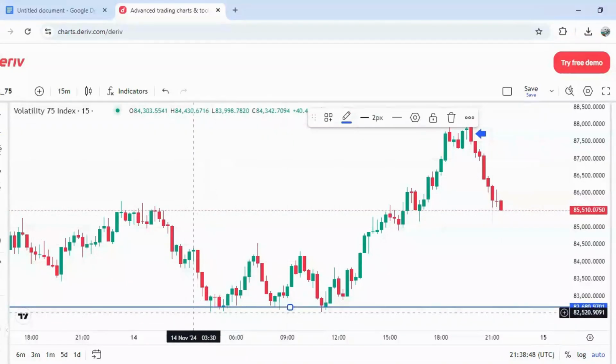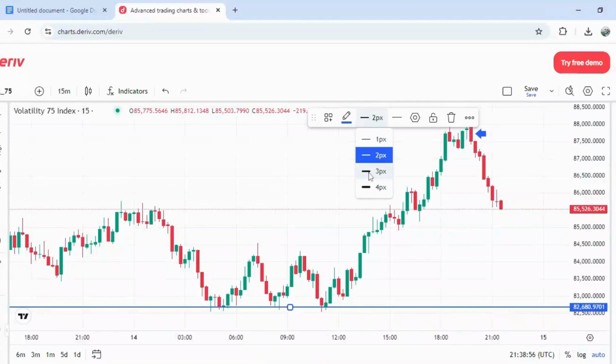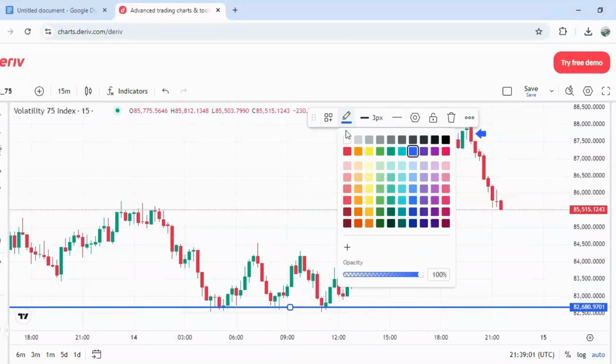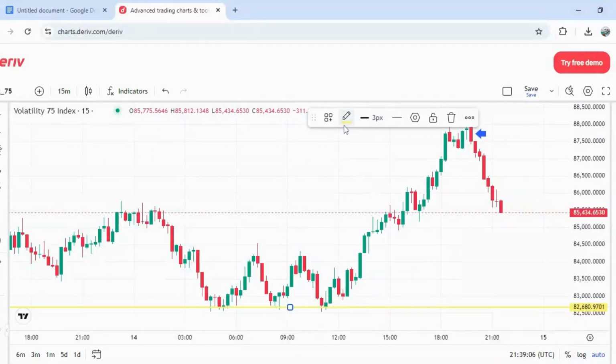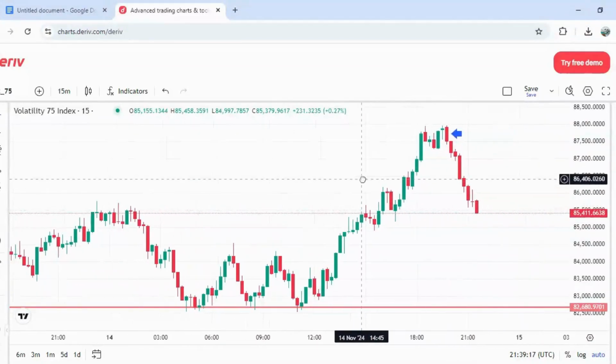If you want this line to be bolder, you just need to click here to 2px, and then maybe we want it to be a bit bolder. If you want to change color, you click here. So for 15 minutes, let's say we want to use yellow. So red, let's go with red. It's a bit better because I want to differentiate this candlestick with 5 minutes.